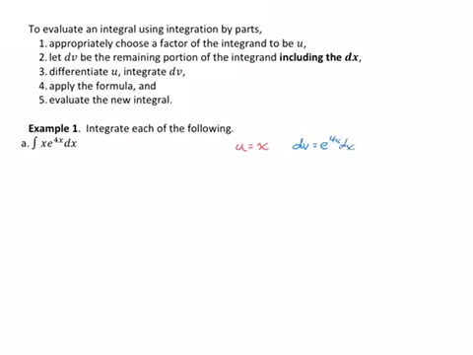When I do what I need to do, the derivative of u is just 1 times dx, or I would usually just write du equals dx. V, on the other hand, we're going to integrate both sides of this equation. Well, the antiderivative of dv is just v, and we have to remember how to do this one.